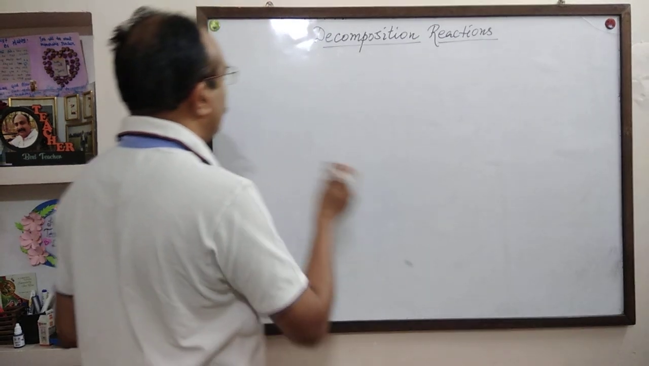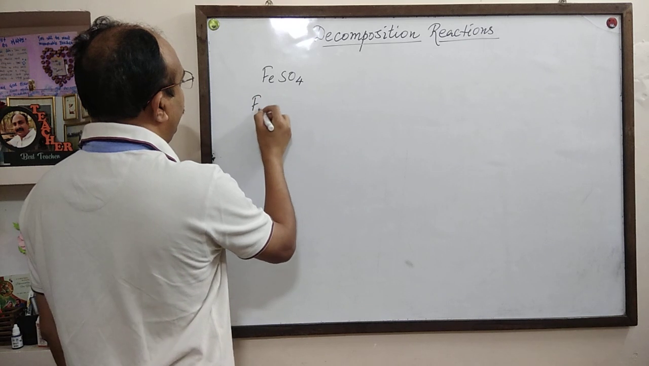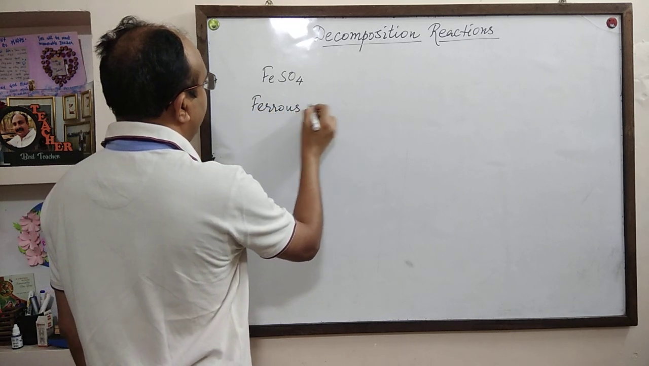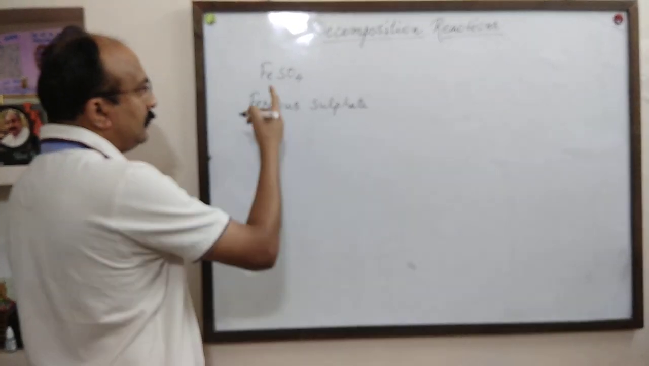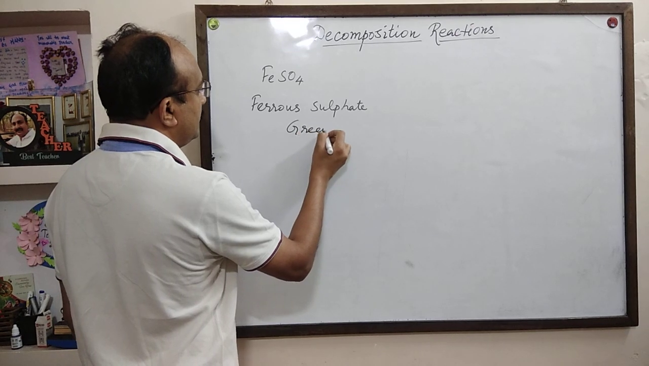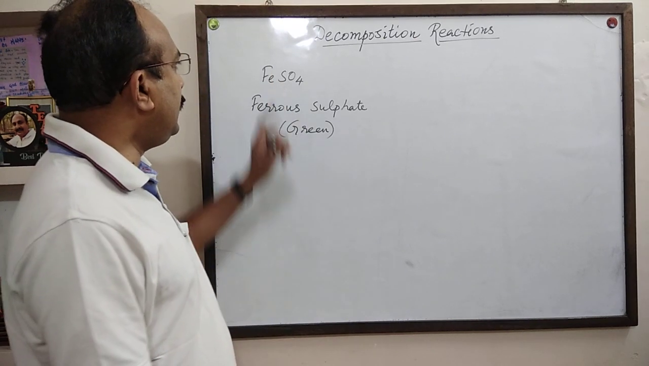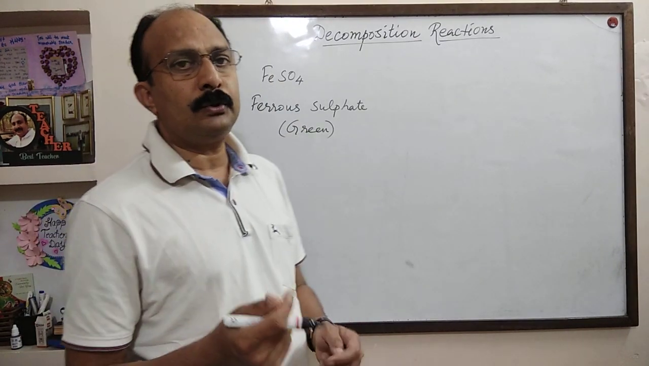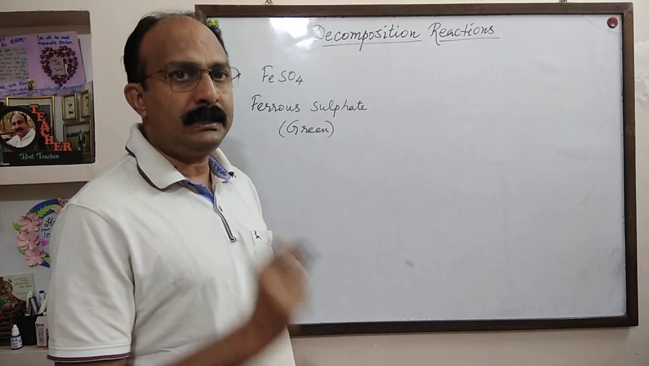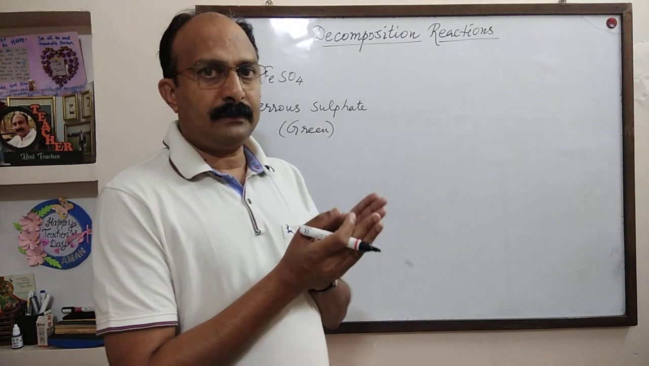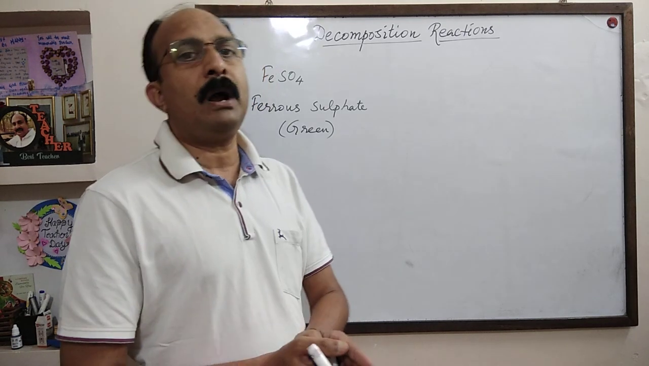Ferrous sulfate, FeSO4. This is ferrous sulfate. And you must remember one more thing. The color of ferrous sulfate is green. So ferrous sulfate crystals are green in color. So take some ferrous sulfate crystals in a test tube and heat it. On heating this ferrous sulfate, you can see the color of the substance that is left out in the test tube will turn into brown.